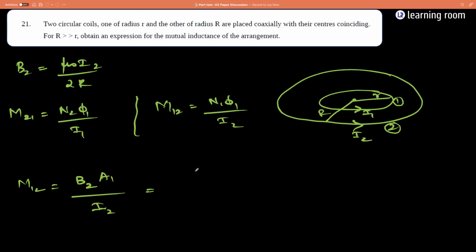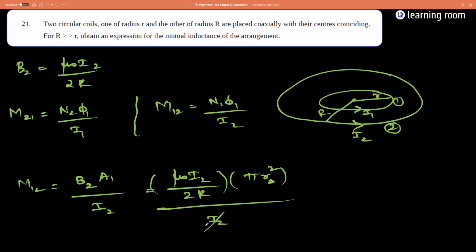So what is the magnetic field produced due to the second coil? It is mu naught I2 divided by 2 times capital R, into A1, which is pi small r square, the whole divided by I2. I2 and I2 will get cancelled. You will have mu naught pi small r square divided by 2 times capital R. This is going to be the mutual inductance of 1 with respect to 2.